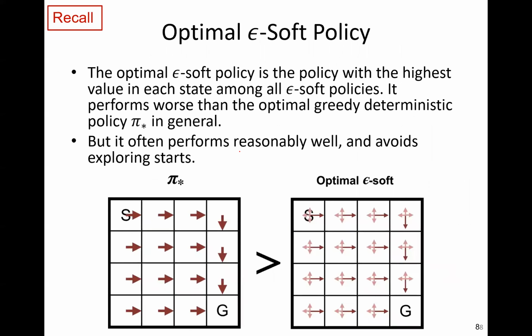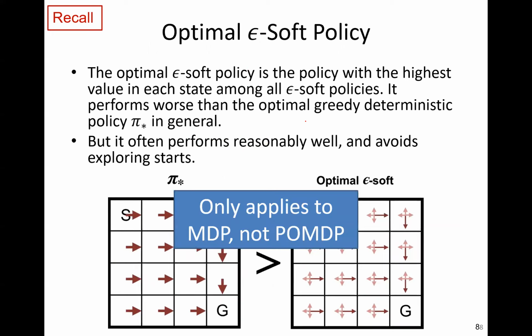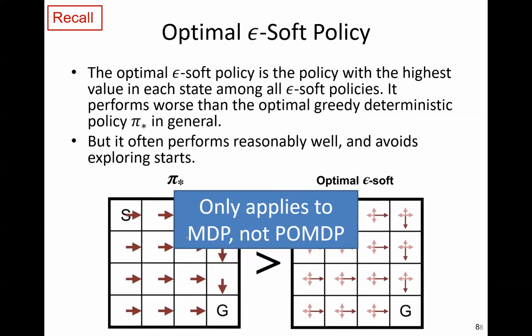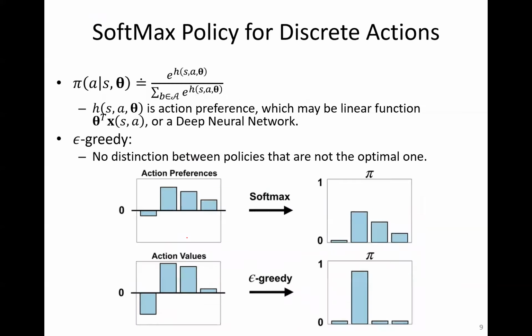So if you have a good memory, you'll say that this contradicts what we discussed before, right? What we said before is that the deterministic policy, the optimal greedy policy, is always better than the epsilon soft policy. But this is only applicable to MDP, not a POMDP. So if the agent can see its exact location at every state, instead of the features of walls on either side, then it can have a greedy optimal policy. But for POMDP, the greedy policy is not good.